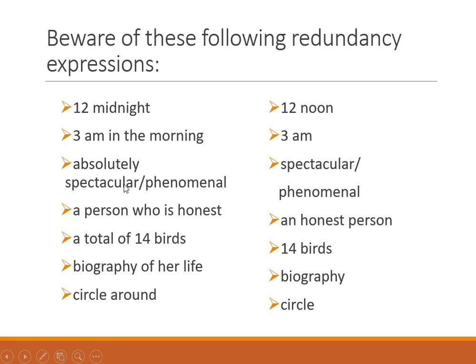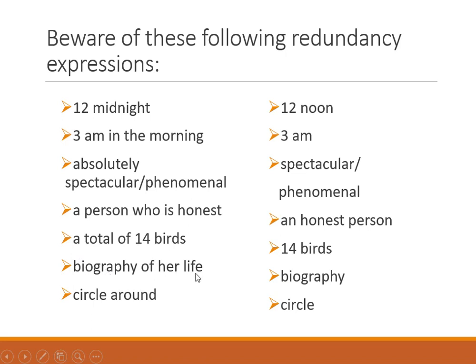Absolutely spectacular, absolutely phenomenal. You don't need to say absolutely spectacular or absolutely phenomenal. You only say spectacular or phenomenal. A person who is honest. You can reduce this expression saying an honest person. An honest person is enough. A total of 14 birds. You say only 14 birds. It is not necessary to say a total.